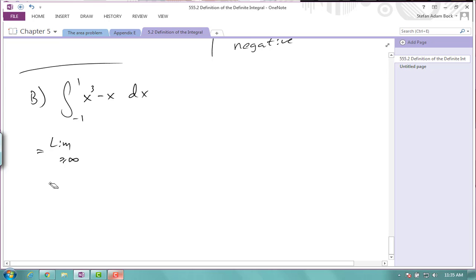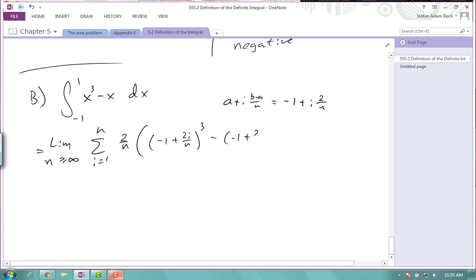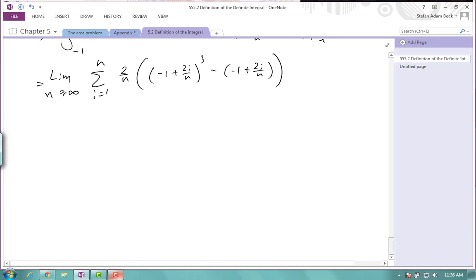Not x, n. The sum i equals 1 up to n. What should this look like? b minus a over n is now 2 over n. And my a plus i times (b minus a) over n is equal to -1 plus i times 2 over n. So I have (-1 plus 2i over n) quantity cubed, minus (-1 plus 2i over n). And I'm unfortunately going to have to multiply all of this out to finish off my problem.